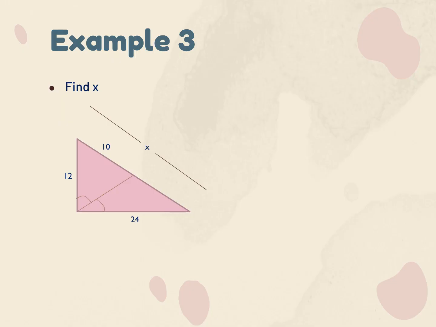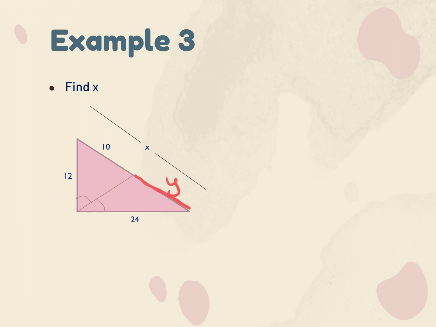Example 3 wants me to find the value of x. Notice the value of x is that whole side of the original large triangle. So for this one, I'm going to use the theorem that I just learned, that triangle angle bisector theorem. But to make this a little bit easier, for this little piece right here, I'm going to call this y. And I'm going to apply that theorem I just learned.